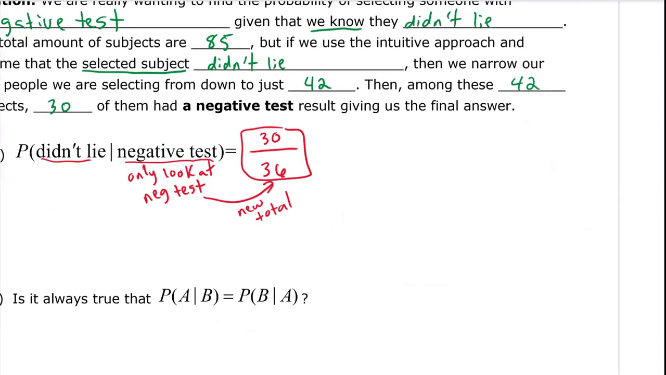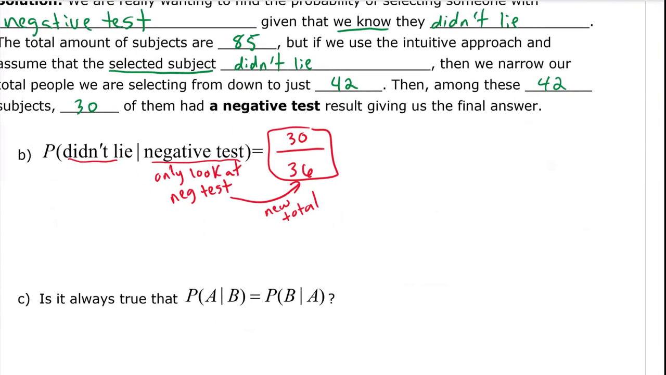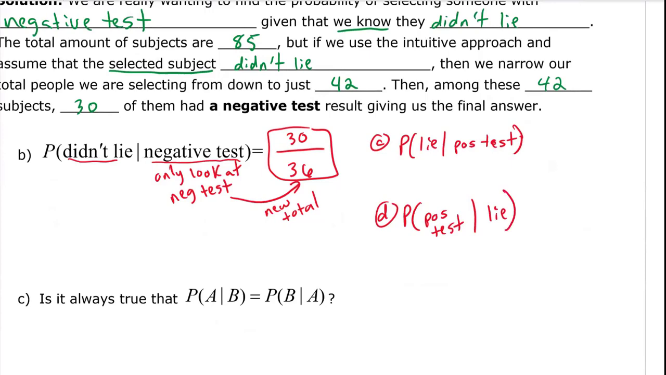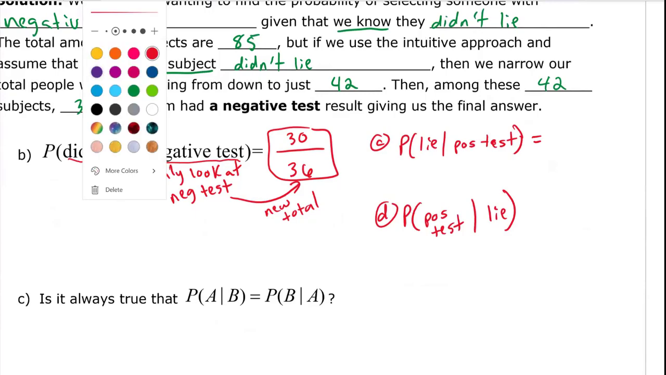Let me do a couple more on the other side. We'll make up a couple here. Let's say C. We're going to do probability of, let's see, lie given positive test. And then we'll just change that around and do D, probability of positive test given lie. Probably should do that in a different color, both of them, but anyway. Let's change the color for this one. I'll use purple for this one.